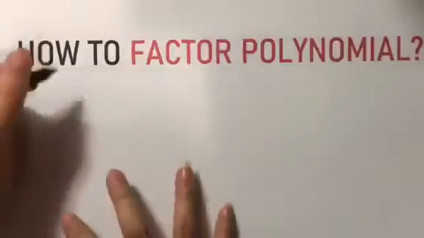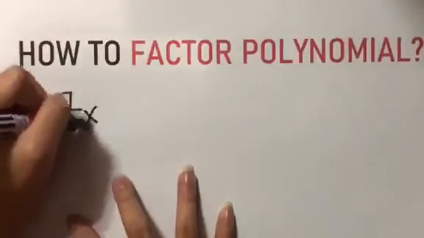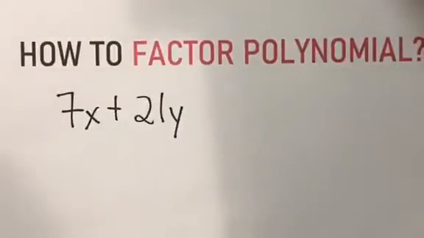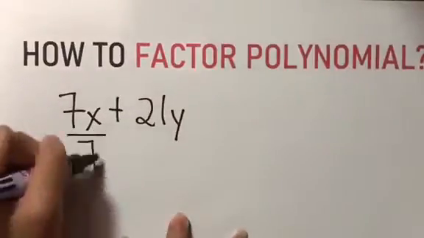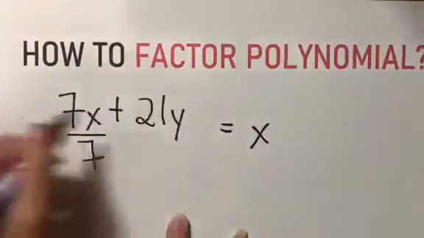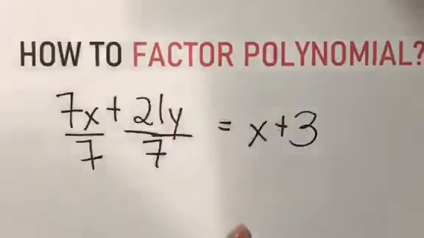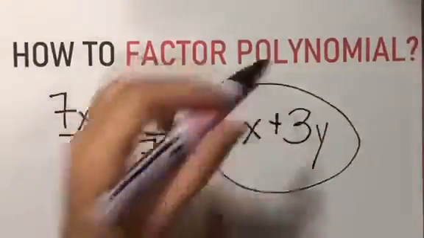Let's have 7x plus 21y. The first thing that you should always do is to look for the GCF. The greatest common factor between 7 and 21 is 7. 7x divided by 7 is x. 21y divided by 7 is 3y. x plus 3y is the final answer.